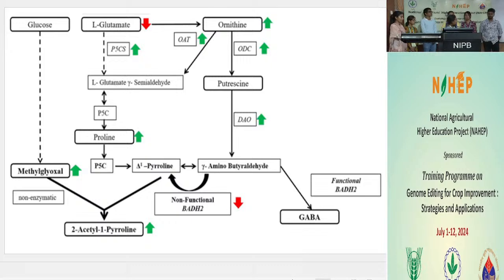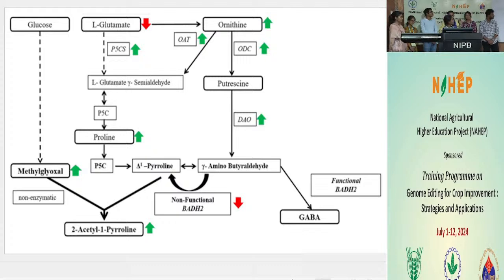But because of overexpression of the functional BADH2 gene, there will be a reduction in the 2-acetyl-1-pyrroline component. As a result, there is no fragrance or aroma in our basmati rice during direct seeded rice. So we thought of knocking out this functional BADH2 gene in order to get more 2-acetyl-1-pyrroline in direct seeded rice condition.